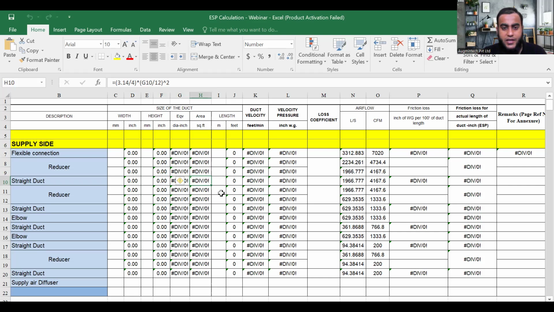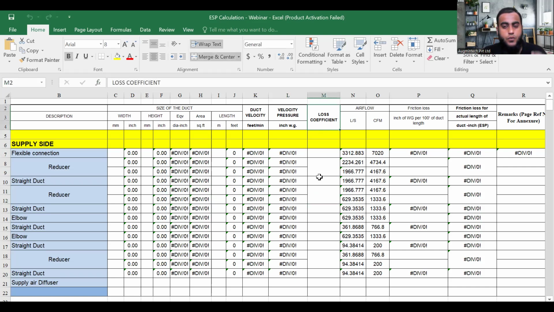Here you have to enter the length of the duct in meters, and the duct velocity. Finally, if you know the area and diameter, we can easily calculate the duct velocity by using the formula: if you know the flow value Q, then Q upon area is your duct velocity. I have written the formula here. And the velocity pressure formula is written as (V upon 4005) squared. All these formulas I first discussed with you in the PPT.